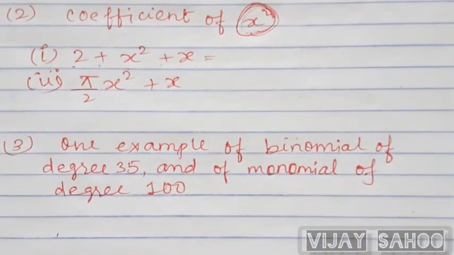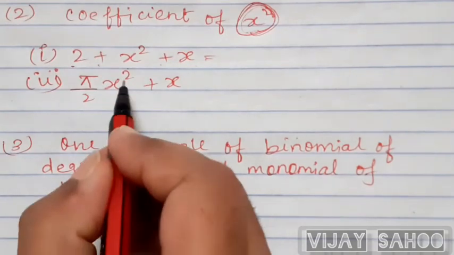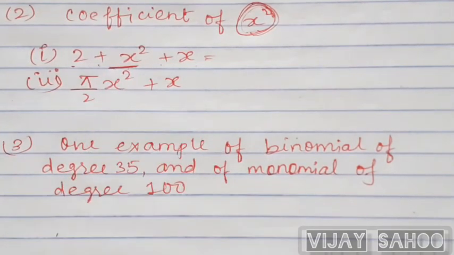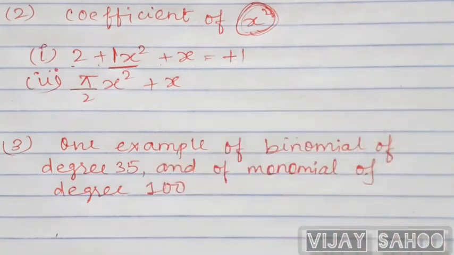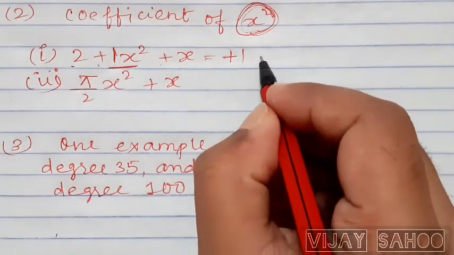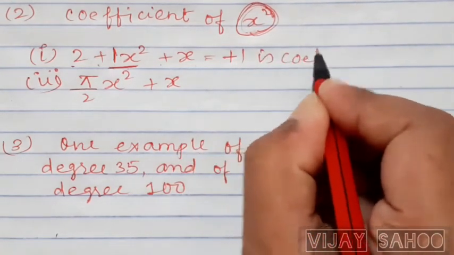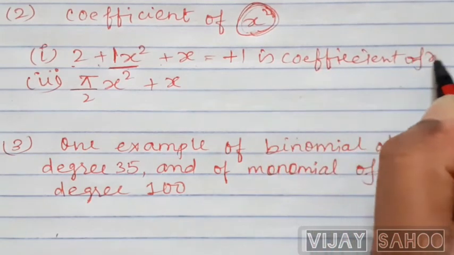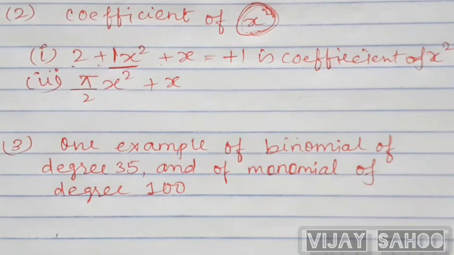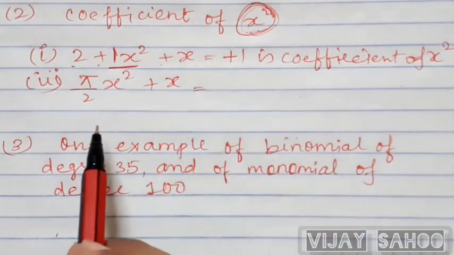So how can we relate it? x square is here. Coefficient means what? The number which is associated with it. What is the number here? The number is 1. So what will we do? We will take the number along with its sign. So this is the coefficient of x square. Okay.